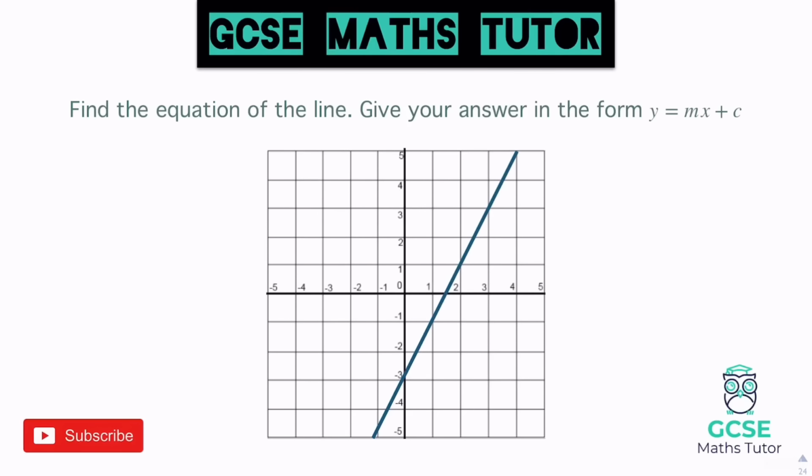Okay, so back to a straight line graph. Find the equation of this line and give it in the form y equals mx plus c. So I'm going to use that little trick process that I saw before. We're going to have a look for 2 coordinates here. I've got one coordinate there and another coordinate here.